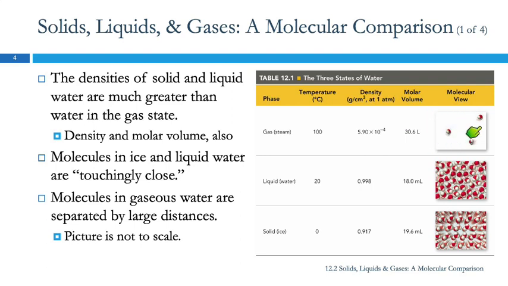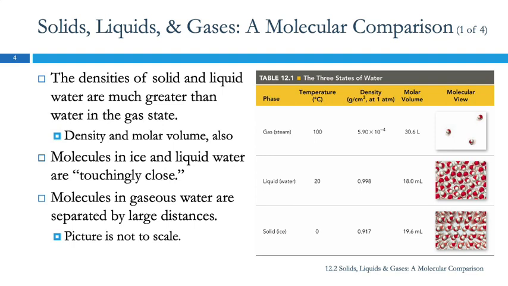So here we have the water molecules, but they're very separated from each other. And here in the liquid, they are touchingly close, but they can swim around, they can mingle around and move. When it's frozen, those molecules are also touchingly close, but now they cannot move relative to each other, and that's why the solid keeps its shape.